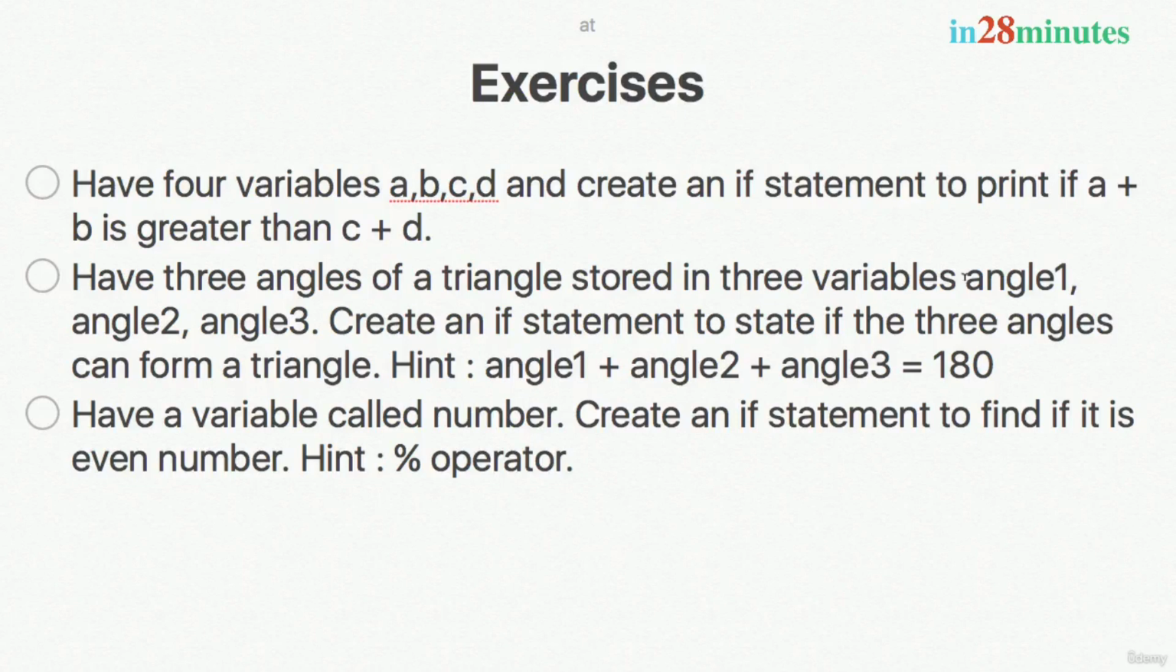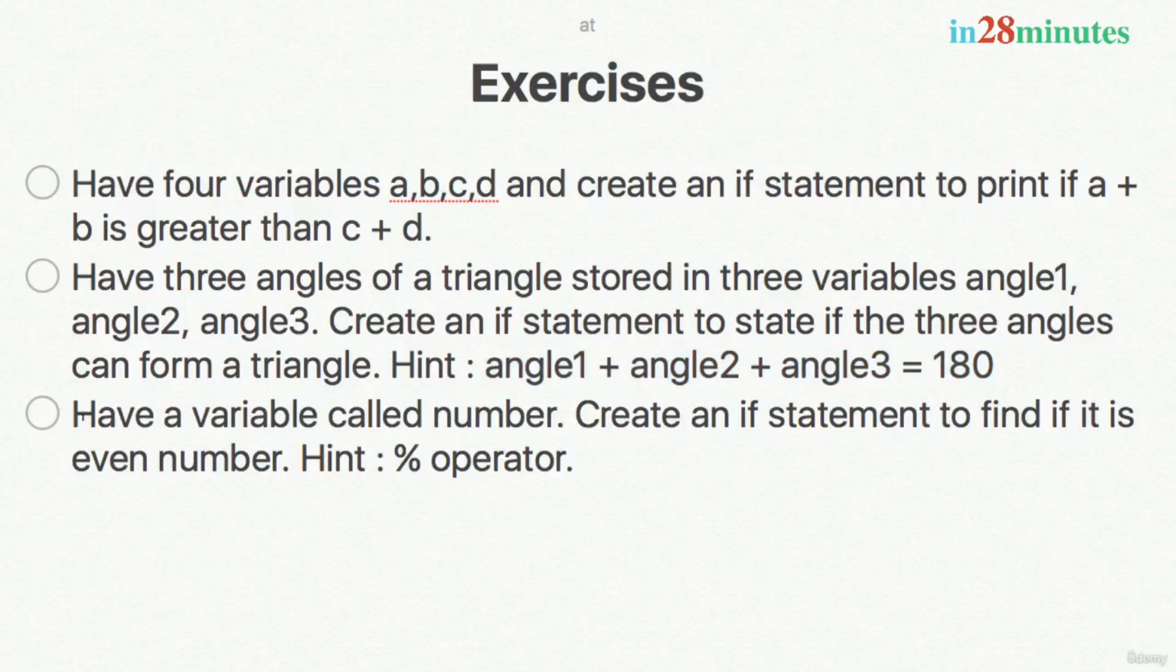I am not a great mathematician, but this is what we learn in basic geometry. Angle 1 plus angle 2 plus angle 3 is 180 degrees. The sum of angles in a triangle is 180 degrees. That's how you would find if a triangle is valid or not. So if the angles are right or not.